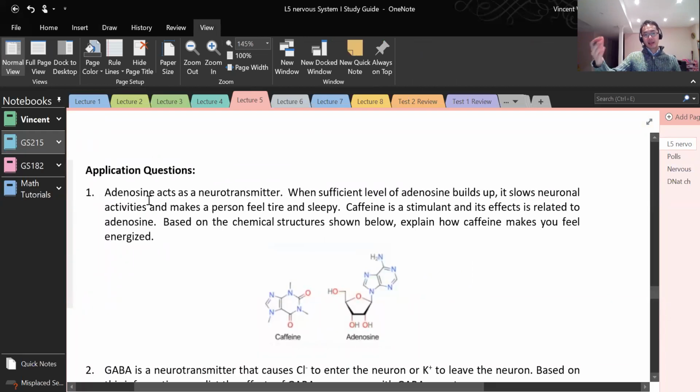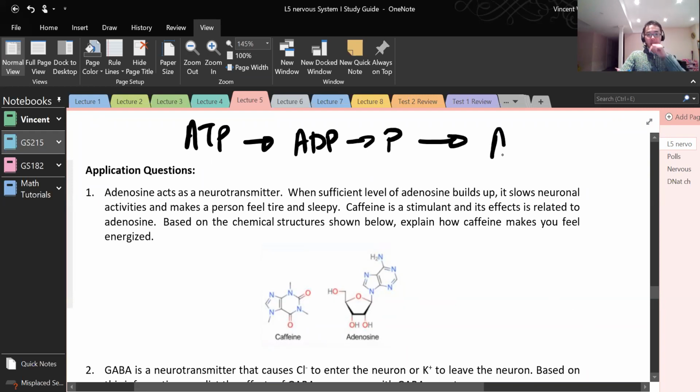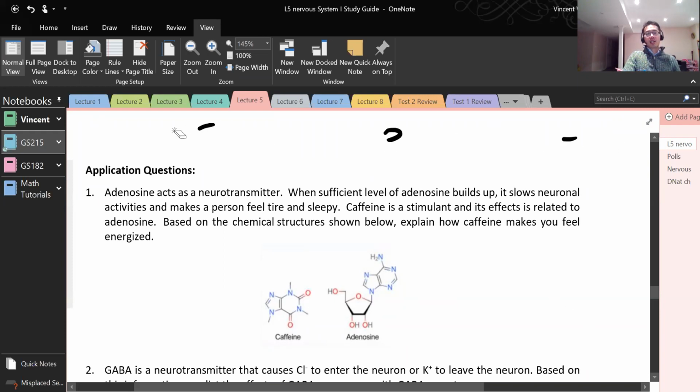Adenosine, as in like the adenosine triphosphate in ATP. Okay, adenosine acts as a neurotransmitter. When sufficient level of adenosine builds up, it slows neuronal activity and makes a person feel tired and sleepy, which kind of makes sense, right? Let's think about like ATP. You use ATP, it becomes like ADP and P, and then you can actually keep on doing it. It becomes like AMP and P. So when you build up a lot of adenosine in your system, it means that you're low in energy, and it makes you feel tired.